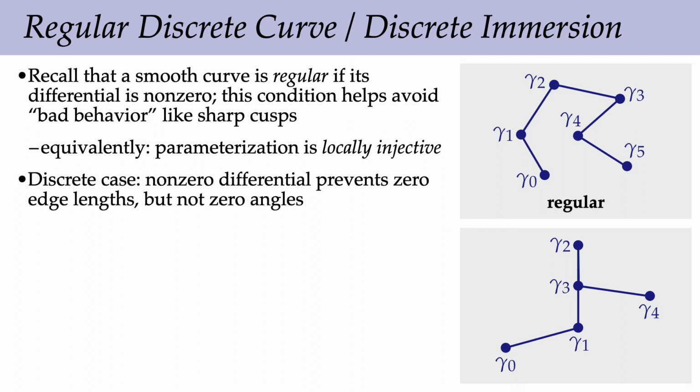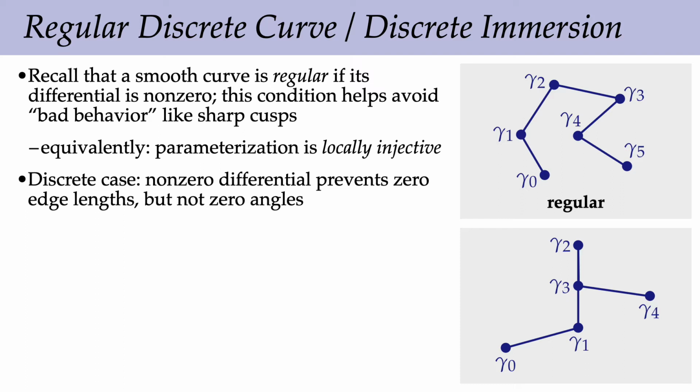So this satisfies our first definition, this idea that the discrete differential never goes to zero. None of the edge lengths are zero. But it does have places that are kind of nasty, right? We have this gamma 2 vertex where the angle goes to zero. Now, why would that be a problem? I mean, maybe that's okay. Maybe it's okay for that angle to go to zero.